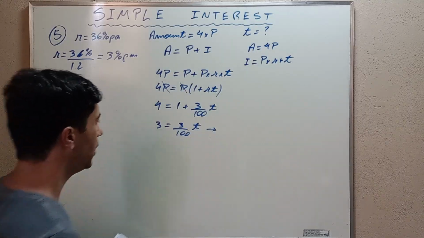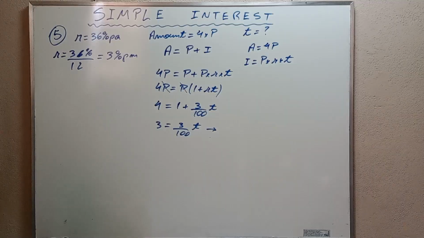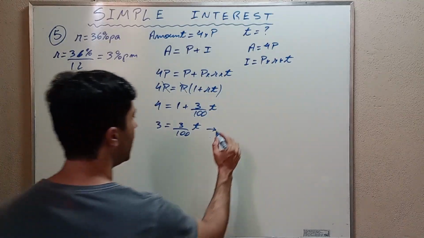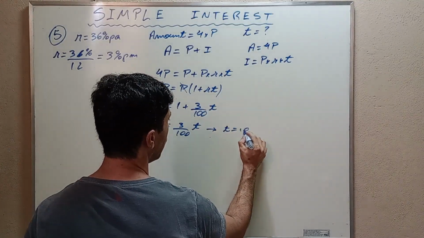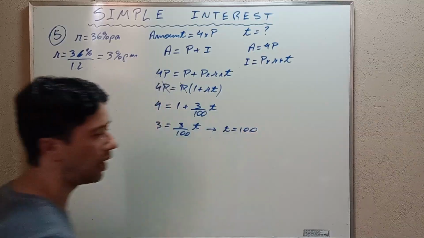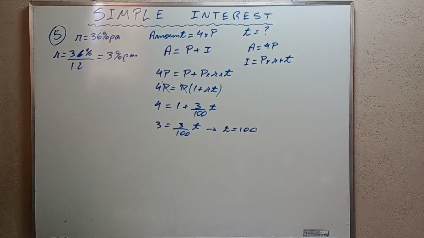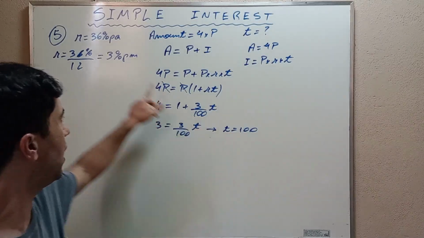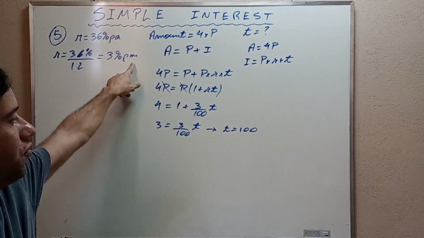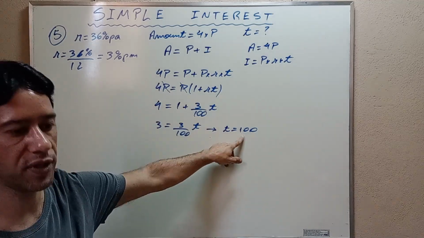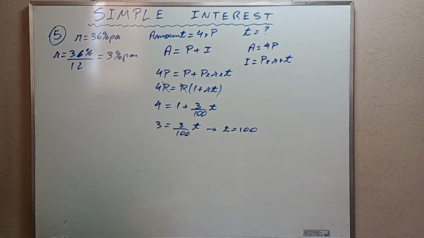Okay? And if we continue solving, we find that the time is 100 months. Okay? This is what it means. This T here, we calculated here on a monthly basis. This is 100 months, alright? And now we are going to convert 100 months into years, okay?